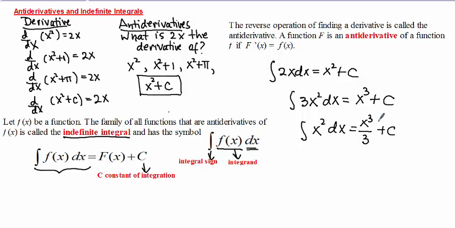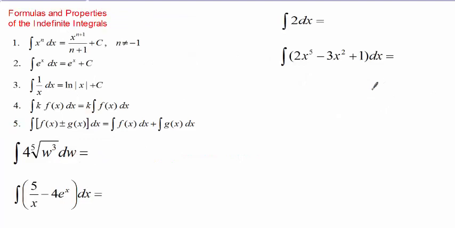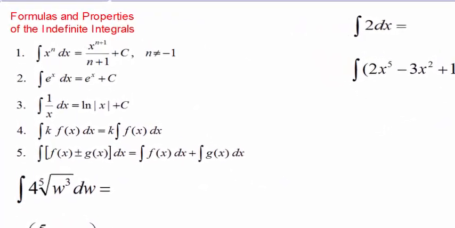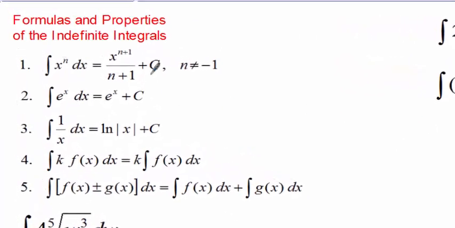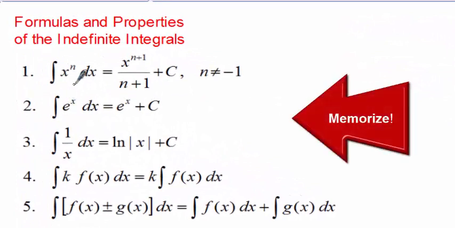By reversing any derivative formula, we get a corresponding integration formula. The formulae listed here are obtained using this strategy. Let's have a look at the first one, called the power rule. The integral of x to the n dx is x to the n plus 1 over n plus 1 plus a constant c. Attention, n not equal to minus 1.